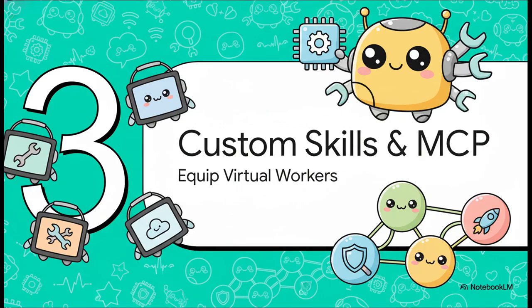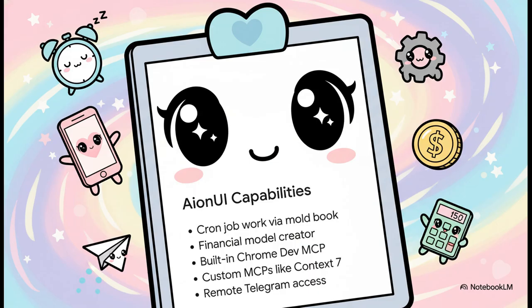Section 3, Custom Skills and MCP Tools. Look at the sheer volume of custom skills here to really expand what your agents can do. You can set up your virtual workers for routine office work or even schedule them for autonomous execution using cron jobs. Need social media management? There's this Moltbook set up for social work where the AI can literally post, comment, and upload for you. For the highly specialized stuff, you've got a financial model creator, an academic paper assistant, and even a tool to generate these beautiful 3D mermaid diagrams.